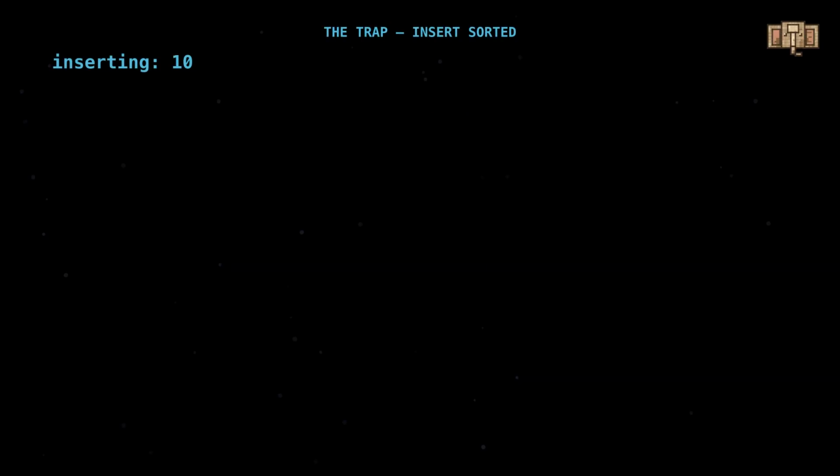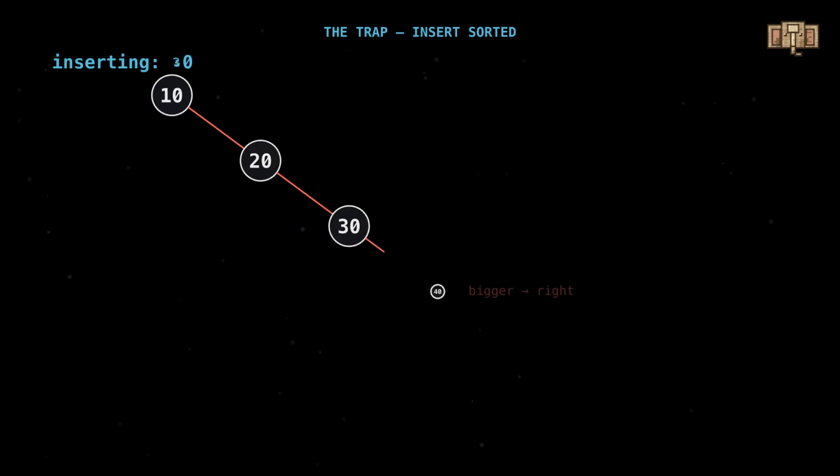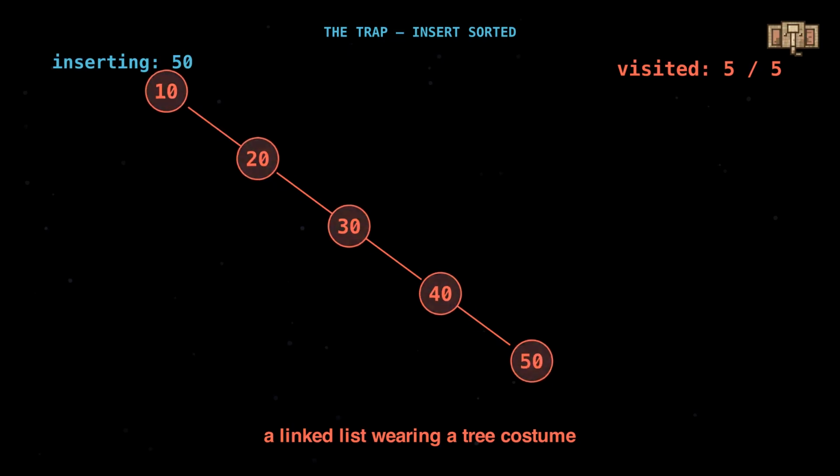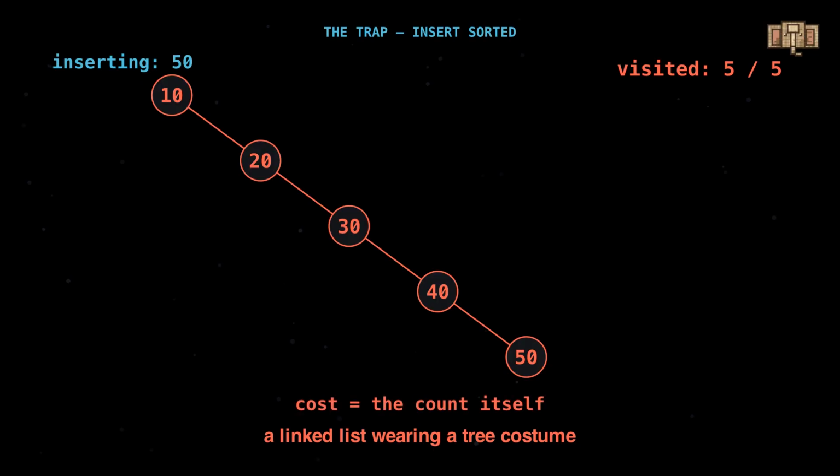Now here is the dark secret. Insert keys that are already sorted, 10, 20, 30, 40, 50. Every key is bigger than the one before, so every key goes right. And right again, forever. You get a straight line, a linked list wearing a tree costume. Search for 50 and you visit every single node. The halving is gone. The cost is the count itself.